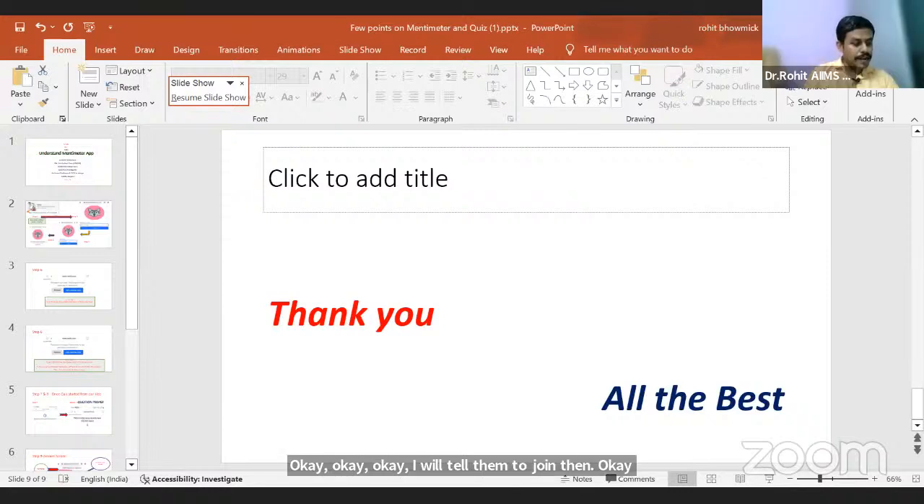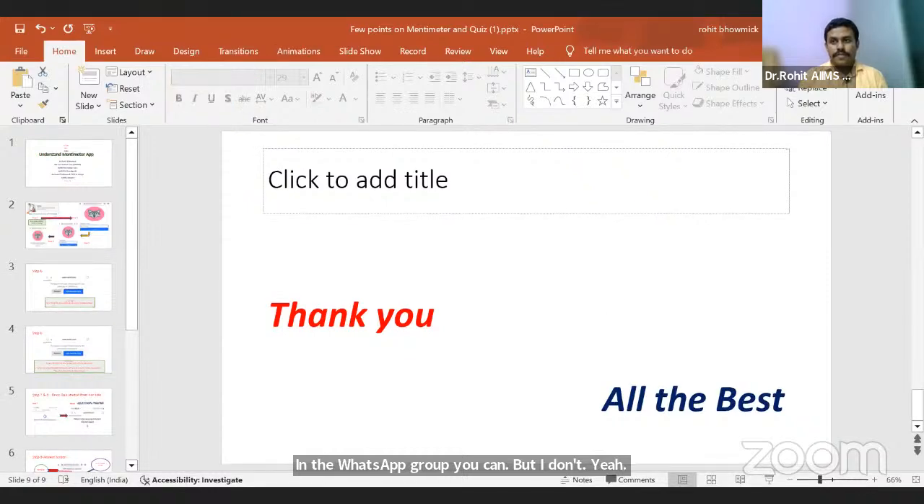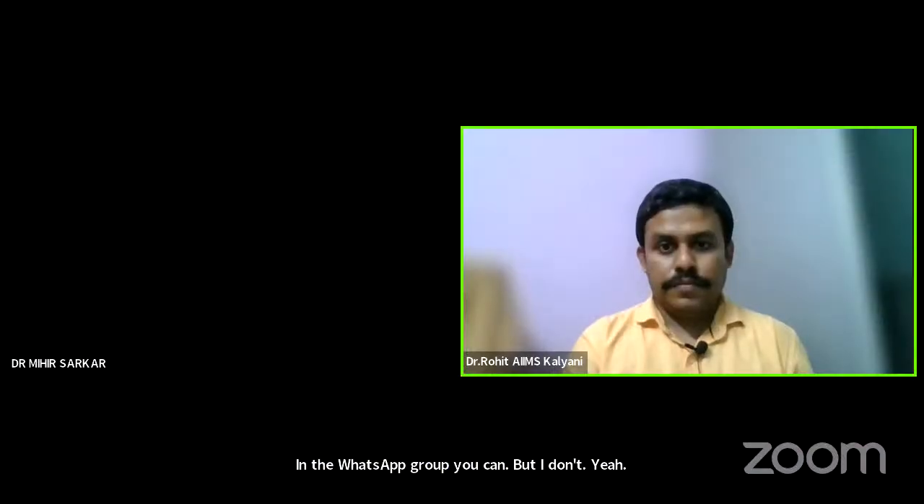In the WhatsApp group, you can write it down. Screen sharing has stopped. So please join now. Also, write it down that they should not press anything else.